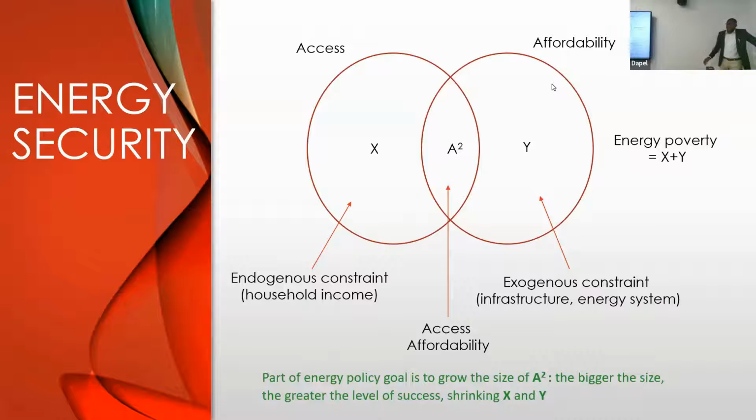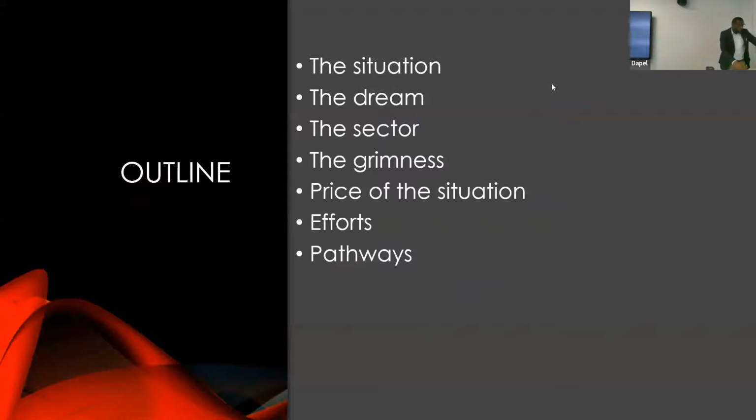And that's the one to the right of affordability. It's not intersecting with any, but it's tangent to the affordability. And that's no access, no affordability, kind of. So just to keep things simple. Now, what I'll be presenting, the summary of the outline.